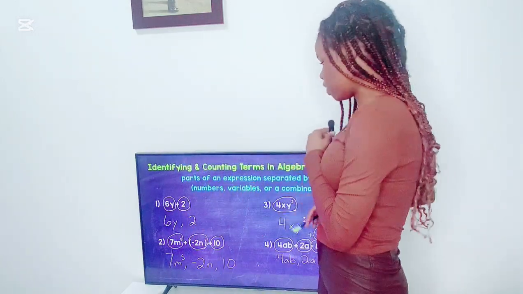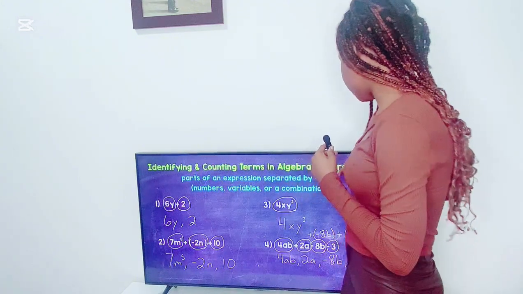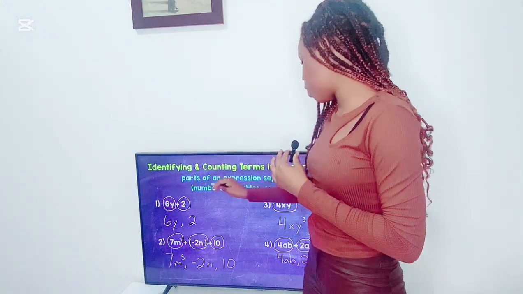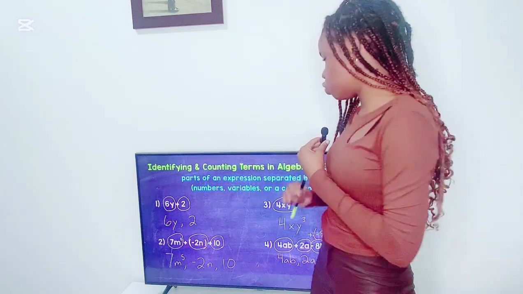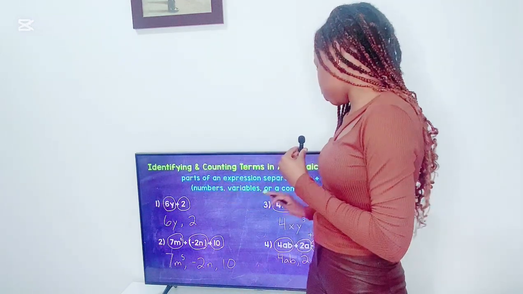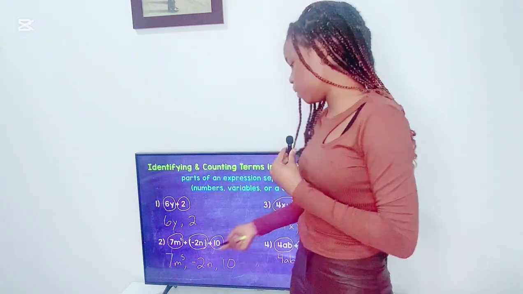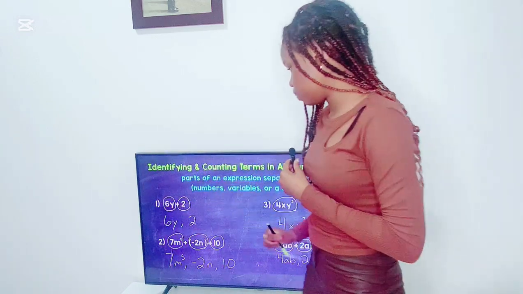Today, we are going to be talking about identifying and counting terms in algebraic expressions. So, counting terms basically means a part of an expression separated by addition or subtraction. We have numbers, variables, or combinations. I'll just show you or explain to you what we mean by this. So for number one, we use that as an explanation.